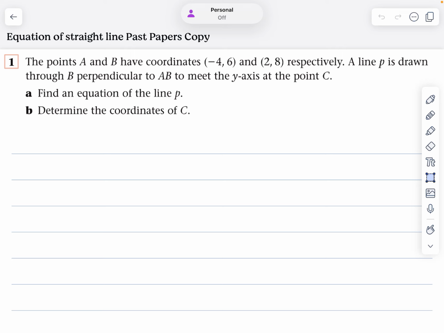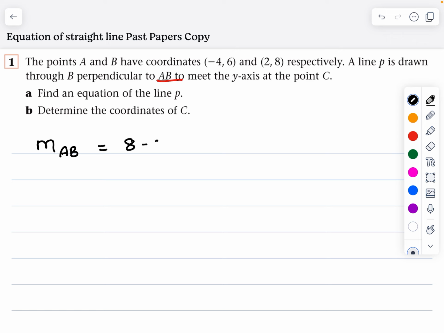So the first question says the points A and B are given. A line P is drawn through B perpendicular to AB. So what am I going to find? I am going to find the gradient of AB. Gradient of AB is y2 minus y1 upon x2 minus x1, which is 2 upon 6, which is 1 upon 3. Now perpendicular gradient will be -3.